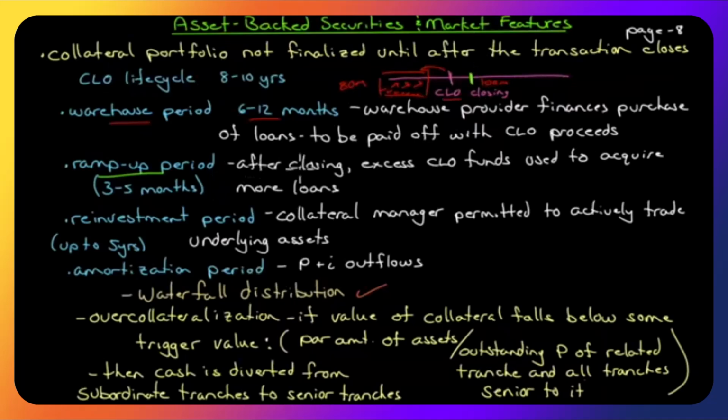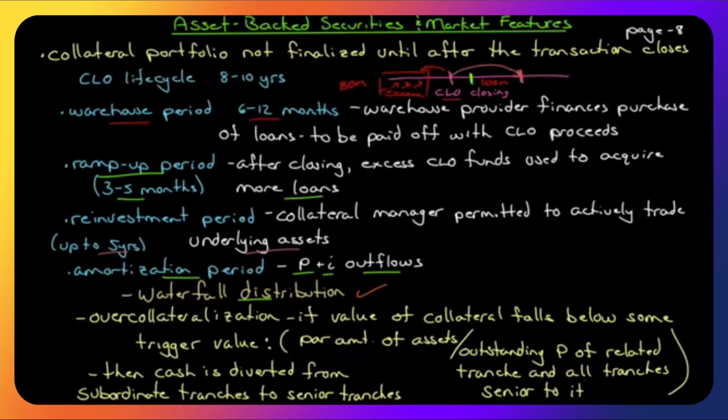That would then fall into the ramp-up period, and let's say we put another point on the timeline. The ramp-up period after closing: excess CLO funds can be used to acquire more loans, typically 3 to 5 months. Then you have a reinvestment period. So let's put another point on our timeline way out here. The collateral manager is permitted to actively trade the underlying assets, and that can be up to 5 years. Then after that, you have a straight amortization period where all principal and interest flow through to the different tranches using a waterfall distribution approach, which you're familiar with.